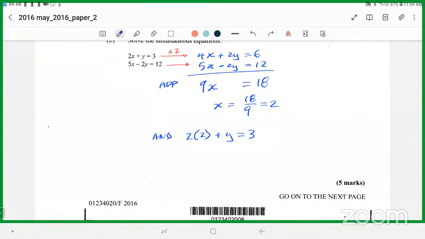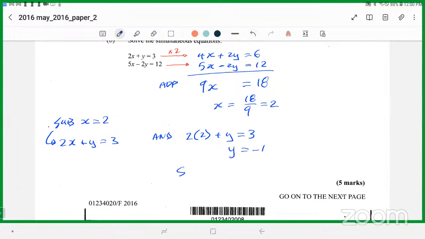All right, so let me write it here. 2x plus y equals 3. I'm going to substitute x equals 2 in this equation, right? Into that. And this is what we get. And this is 4. When I move the 4 over here, I'm going to get 3 minus 4, which is negative 1. So y equals negative 1.